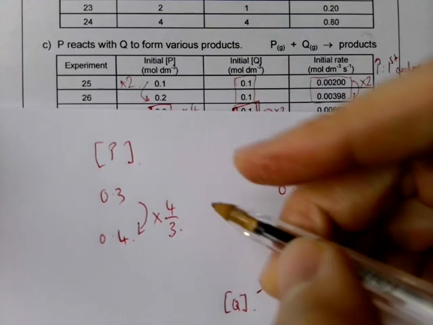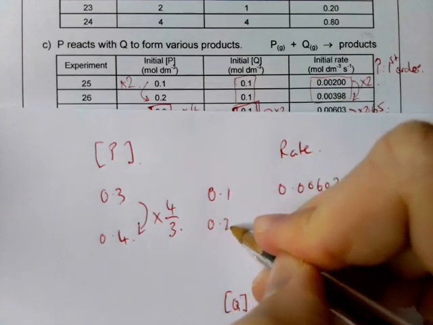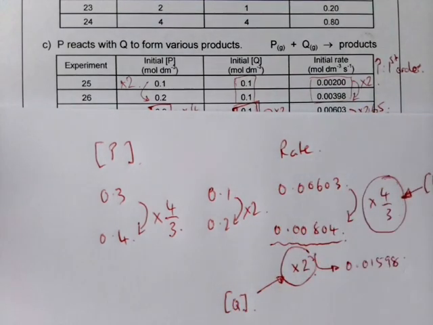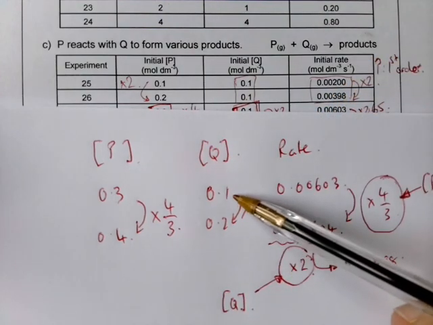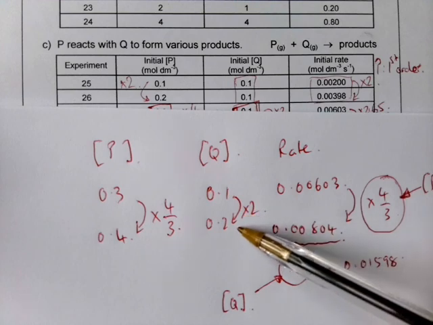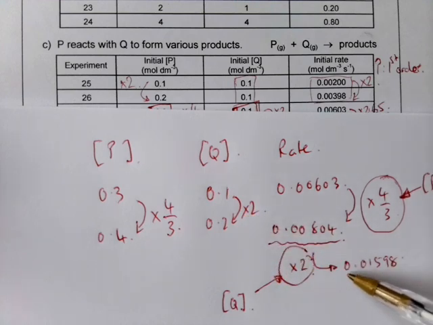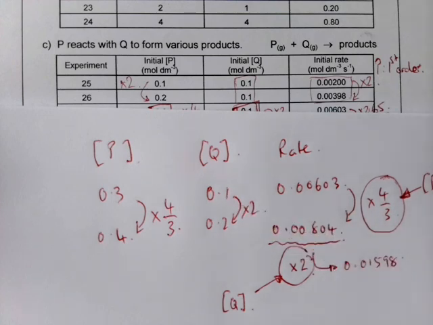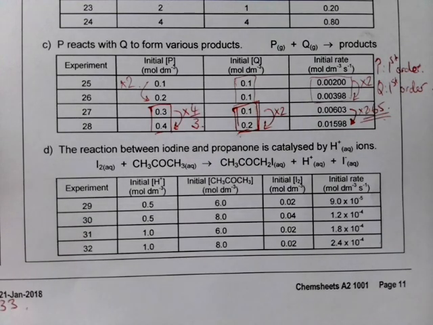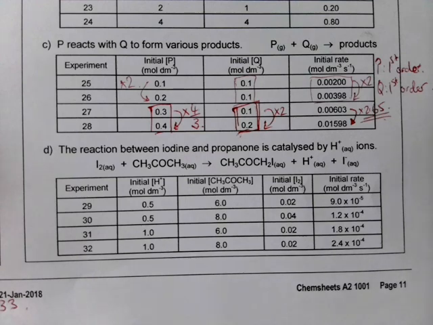So Q has gone from 0.1 to 0.2, so I've times it by 2. Okay, so a change of times 2 in Q has given me a change of times 2 in the rate that I can attribute to Q only, which means that Q is also first order. Okay, so down here I can do the same thing.